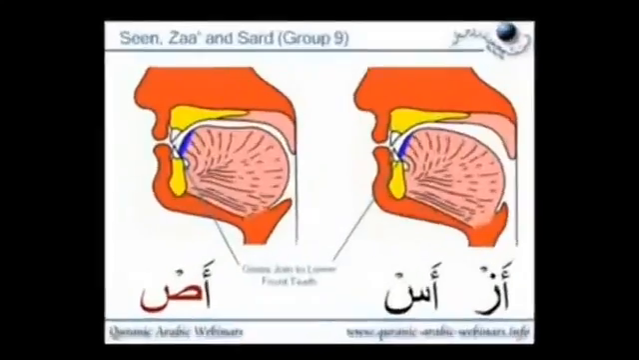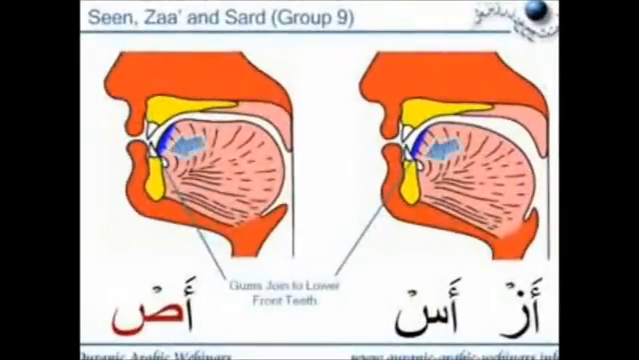The next group, group 9, is where the tip of the tongue is touching your bottom gums where they meet the bottom inside teeth. And we have the letters za, sin, and sad. Again, sad is one of the tafkhim letters. So the pronunciation is az, because it's za. The sin is effectively the English s, so it becomes as. And then we have the thick version of that, which is sad, so it becomes os.